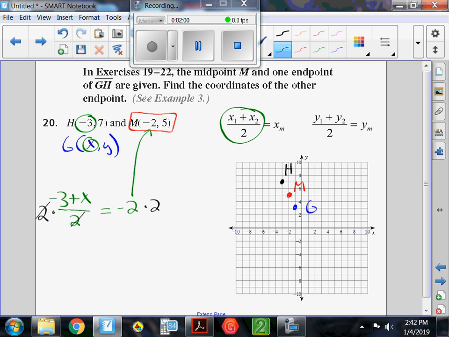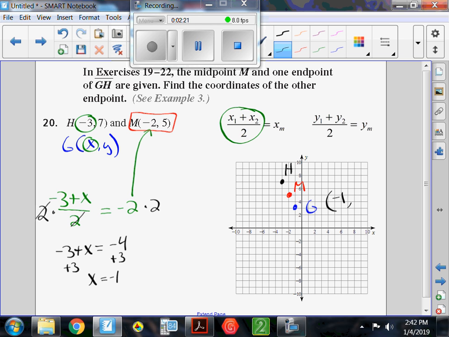So on the left side of the equation, I have -3 plus x. On the right side of the equation, I have -2 times 2, which is -4. To solve that all the way, I add 3 to both sides, and I get x equals -1. If I look at my graph for G, I do have a -1 there, so that works out well.